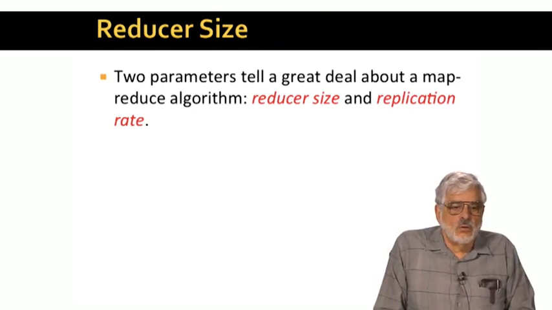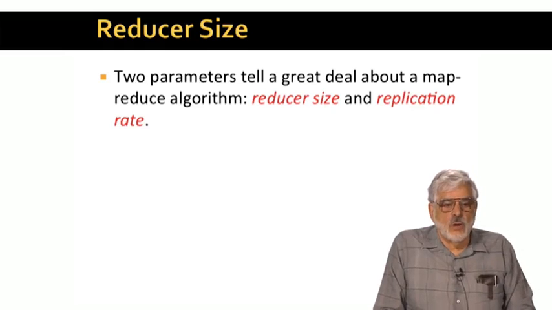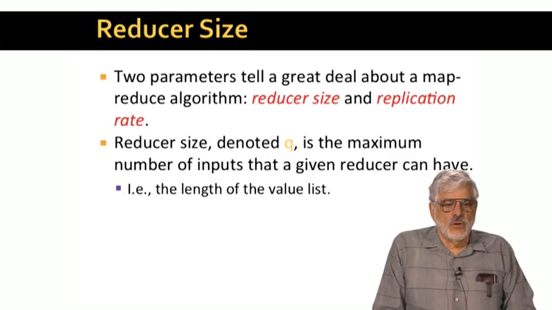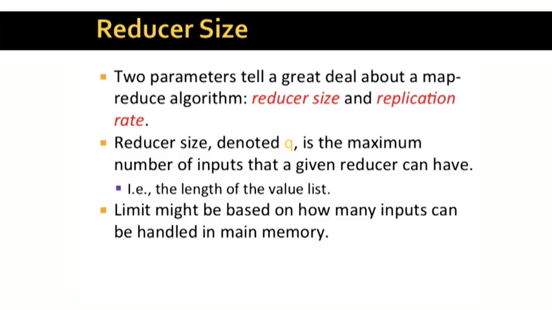Now we're going to talk about two parameters that describe a MapReduce algorithm. The first, which we'll talk about here, is the reducer size. Next, we'll talk about replication rate, which is a measure of how high the communication cost is. The reducer size for an algorithm, which we'll denote by Q in what follows, is the maximum number of inputs that we allow for one reducer. Remember, a reducer is a key and its list of values, so we are really putting an upper limit on how long this list can be.